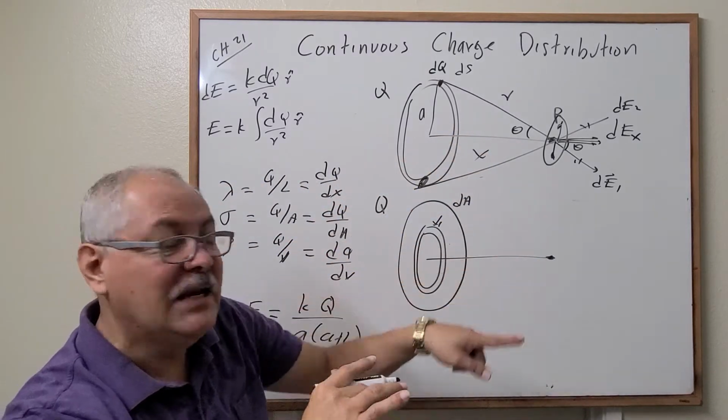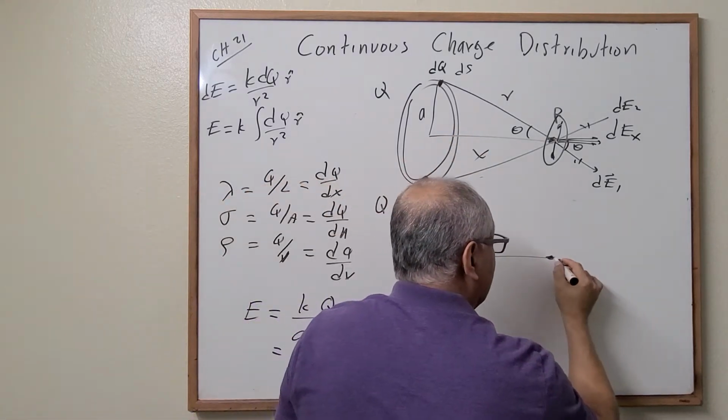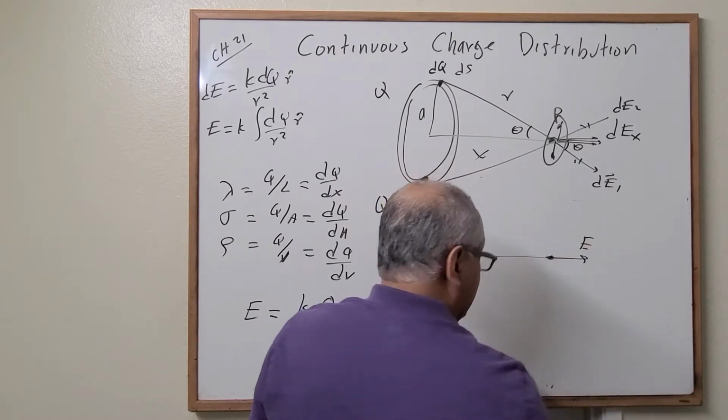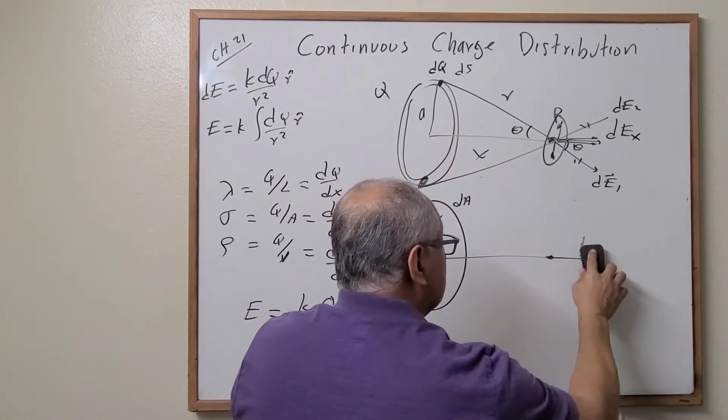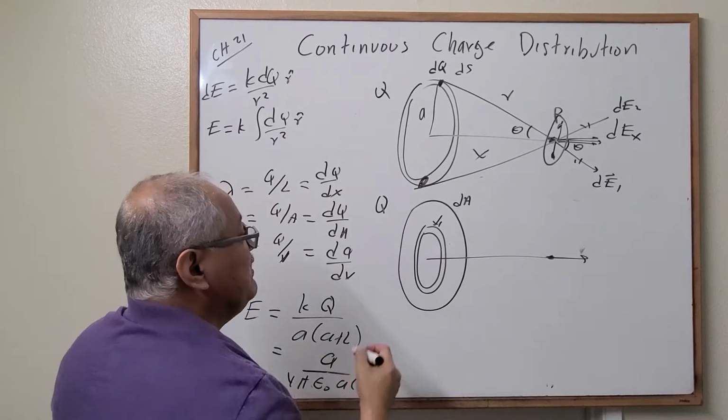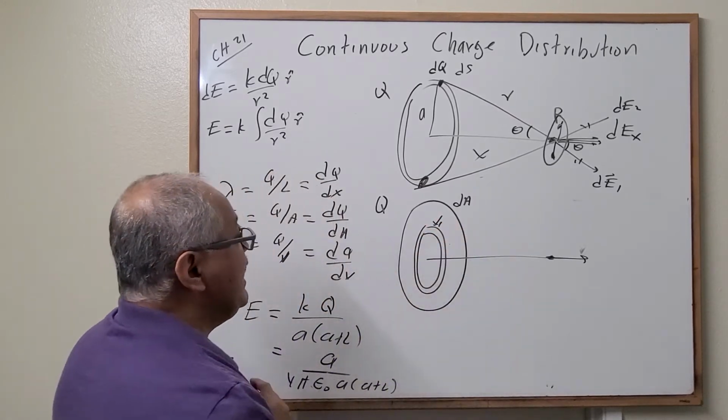In the y direction they cancel out. Only in the x direction, the x direction only. Okay, the same thing as before. Now this is my dA, but what should be the A in this case?